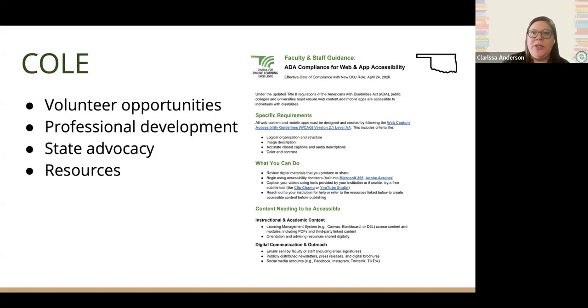I have an example here where we recently created a memo for faculty and staff guidance on web accessibility. This particular document explains in clear language: what is ADA Title II? What is expected of our institutions for accessibility? How does it apply to us? And where do I go if I need to learn more about it? I'll drop it in the chat later on.